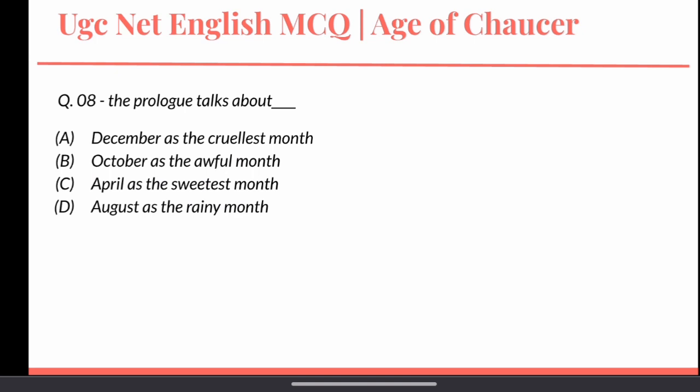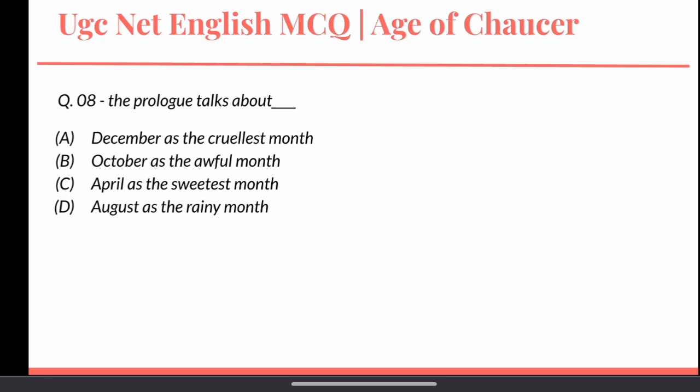Okay, the next question. The prologue talks about... Okay, so what does the prologue talk about? Option A, December as the cruelest month. Option B, October as the awful month. Option C, April as the sweetest month. Or option D, August as the rainy month.